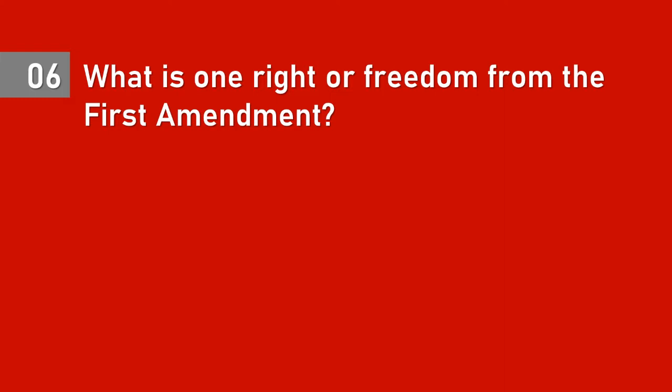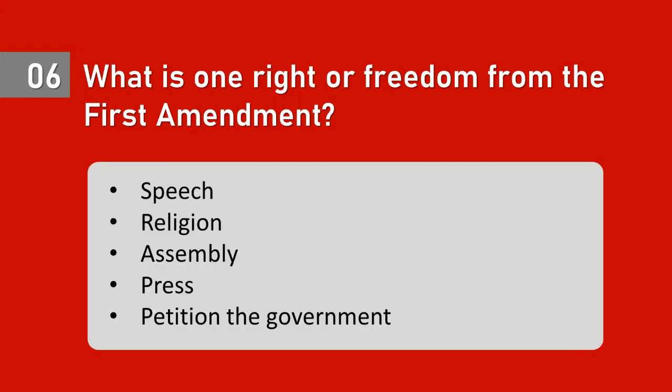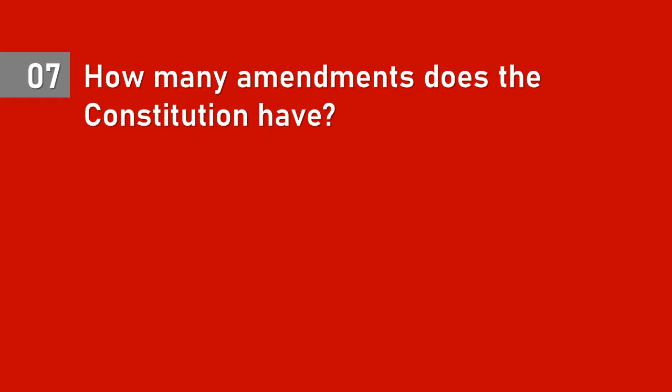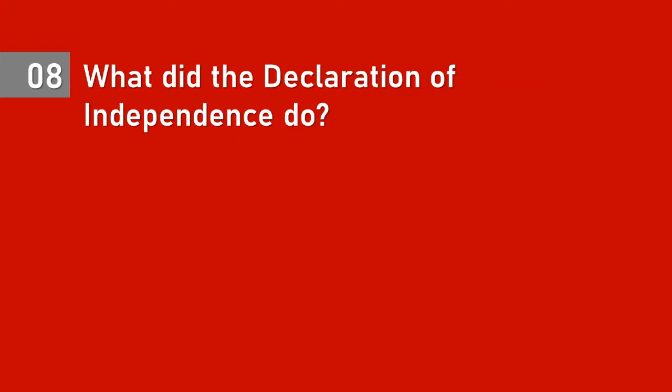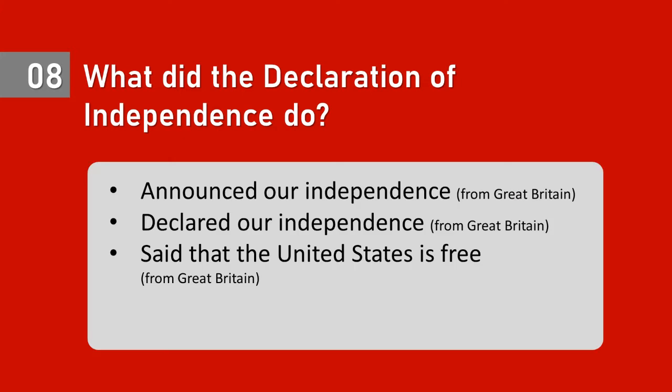Question 6. What is one right or freedom from the First Amendment? Speech, religion, assembly, press, petition the government. Question 7. How many amendments does the Constitution have? 27. Question 8. What did the Declaration of Independence do? Announced our independence from Great Britain. Declared our independence from Great Britain. Said that the United States is free from Great Britain.